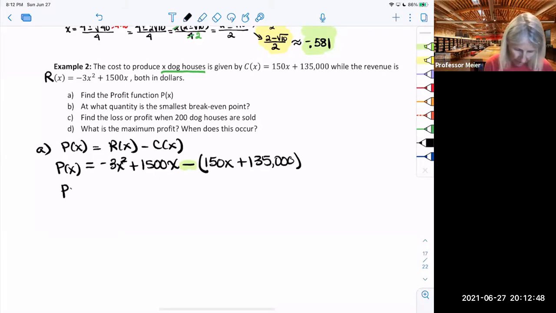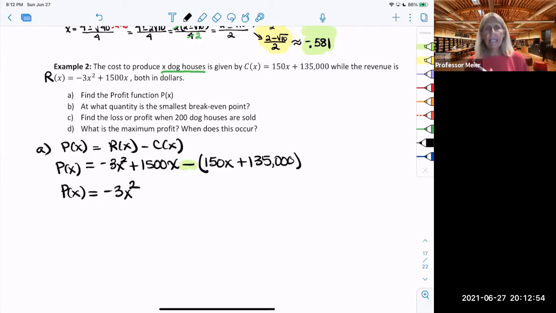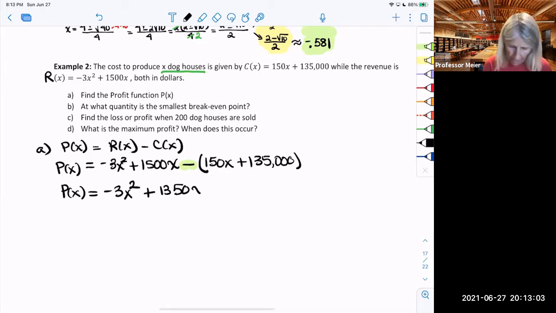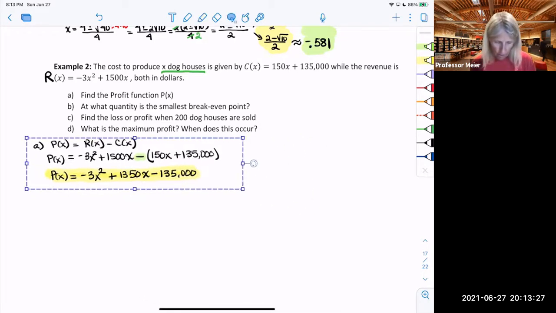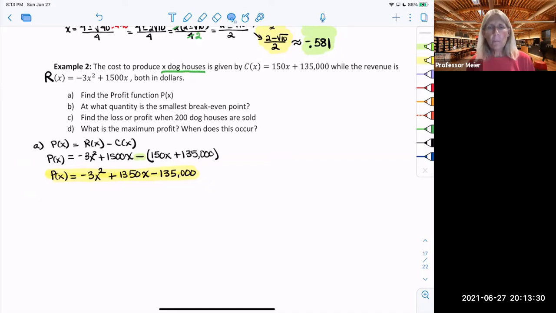All right, so my profit function. Negative 3x squared. If I take that 1500x and subtract 150x, just use a calculator, you end up with 1350x. And then again, distributing that negative to the 135,000, minus 135,000. This is my profit function. Okay, and when asked for a profit function, be sure to include the equation P of X equals, and here's the answer.